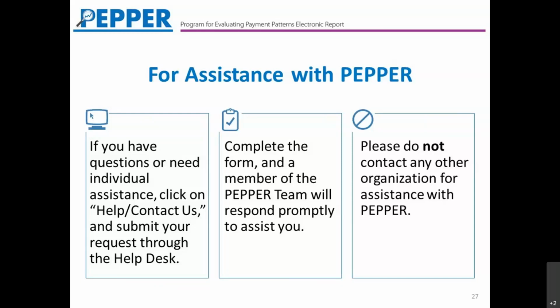Please do not pay a consultant to help you with PEPPER. We provide support at no cost to the provider, and not all other organizations are going to be able to provide accurate information on PEPPER.